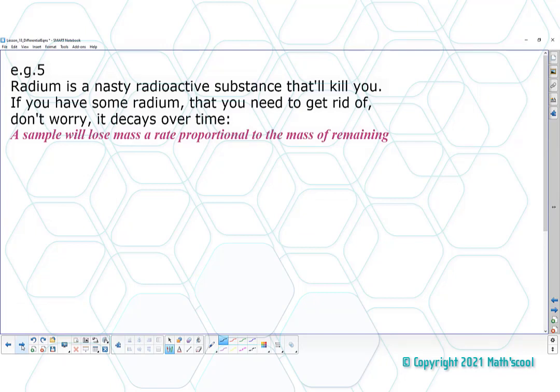Radium is a nasty radioactive substance that will kill you. If you have some radium that you need to get rid of, don't worry, it will decay over time. A sample will lose mass at a rate proportional to the mass that's remaining.